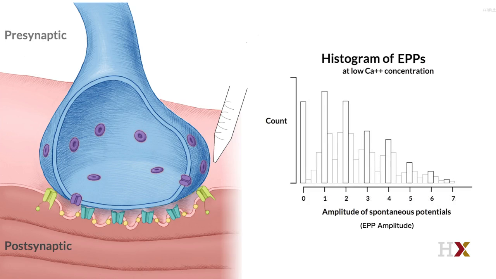Curiously, the histogram revealed that the EPP amplitudes seemed to occur in multiples of the mini EPP amplitude. That is, under very low calcium concentrations, the stimulated EPPs seem to be the same size as the minis, or double the mini amplitude, or triple, or quadruple, and so on, and sometimes no EPP would be evoked at all.